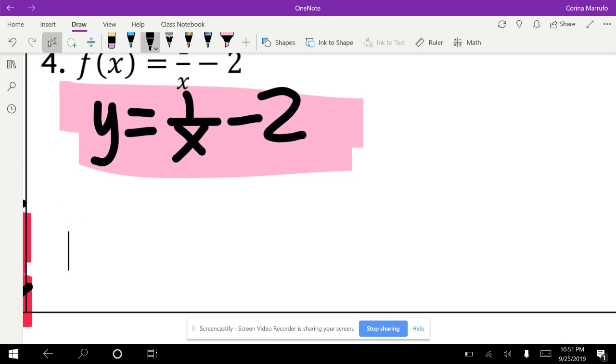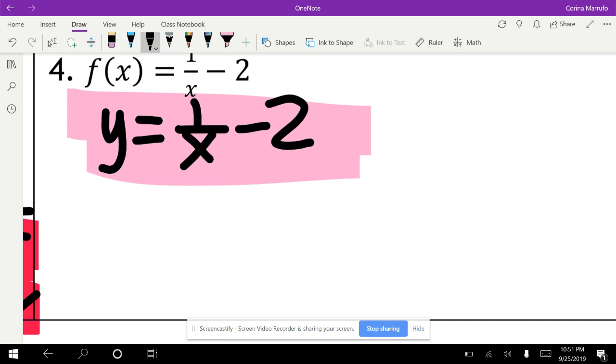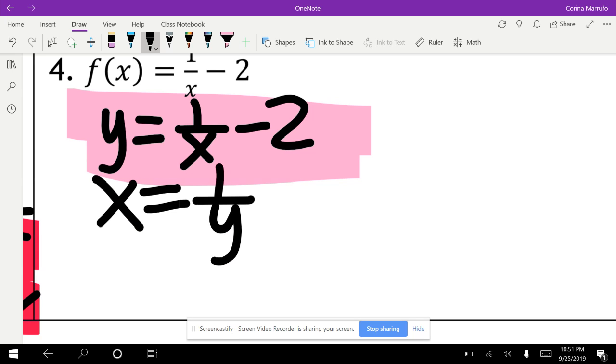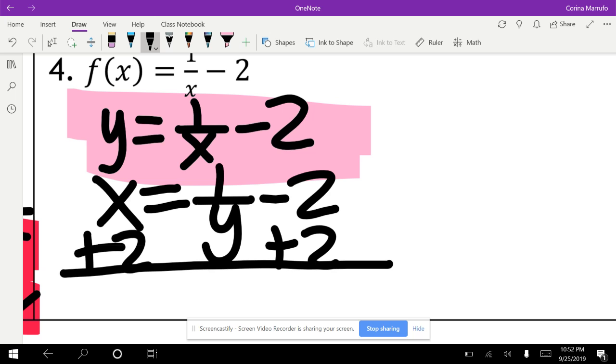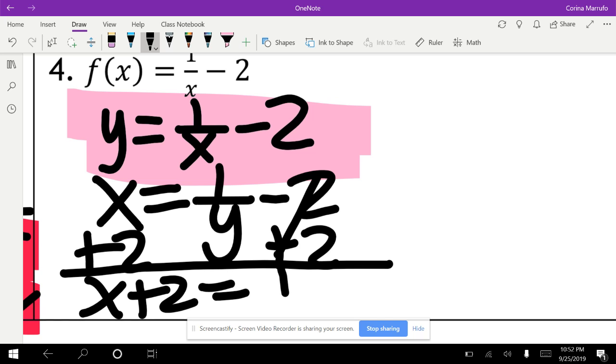Okay, so here it's going to turn into x equals 1 over y minus 2. And so our first step to switch is going to be, instead of doing minus 2, we're going to add the 2. This cancels and we get x plus 2 equals 1 over y.